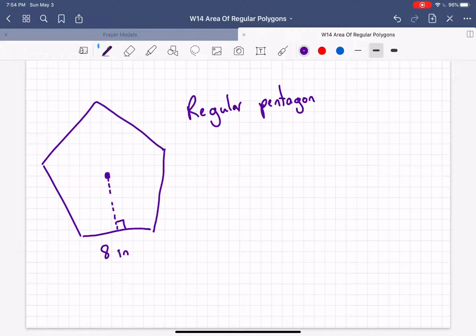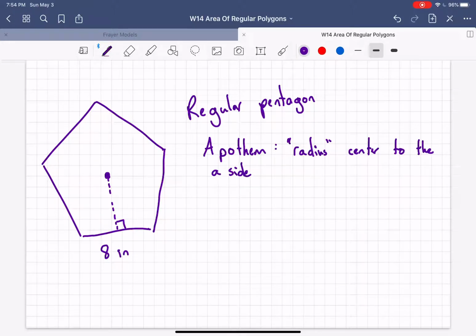So let's write that down. So we have the apothem. We can kind of think of that as the radius. It goes from the center to a side, center to the side, and is perpendicular to the side. That's the apothem of this shape.